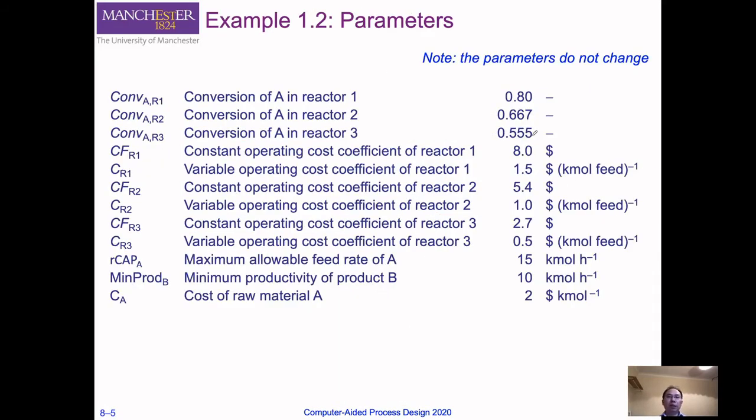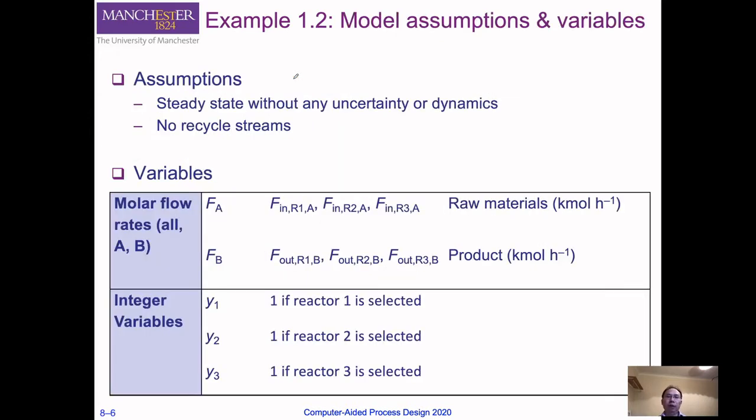Similar to other examples we have discussed in previous topics, we also use some symbols to denote those data that are given. And for this example, we can only make assumptions like steady state without any uncertainty or dynamics, and we don't consider recycle stream in the process. Next, we need to define variables.